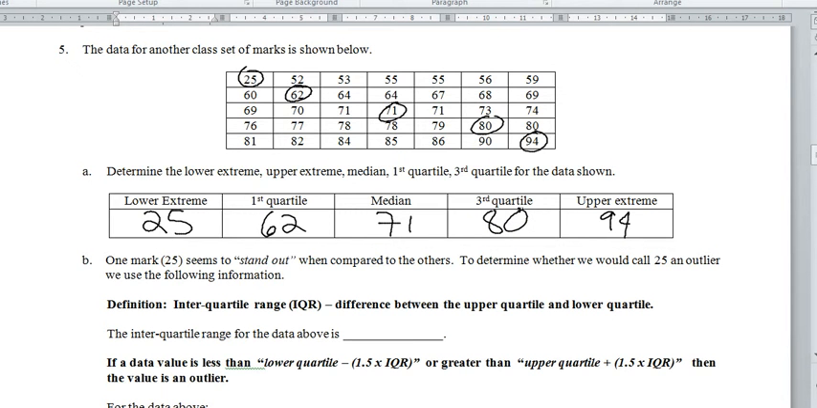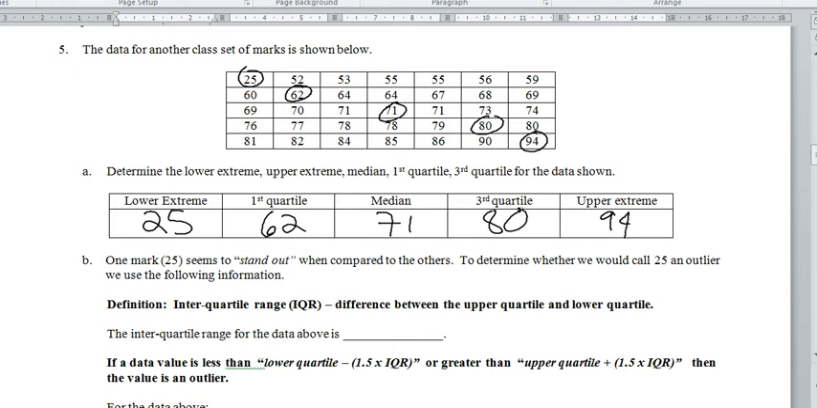One mark, the 25, seems to stand out, not necessarily in a good way. If you had a mark of 25, you'd stand out, but not in a good way, when compared to the others. To determine whether we would call 25 an outlier, we use the following information. So we have to decide, does it look way out? It's so far below the next lowest mark, whereas the 94 is only 4 marks above the next mark. But that 25 to 52, that's pretty big. So does it stand out?